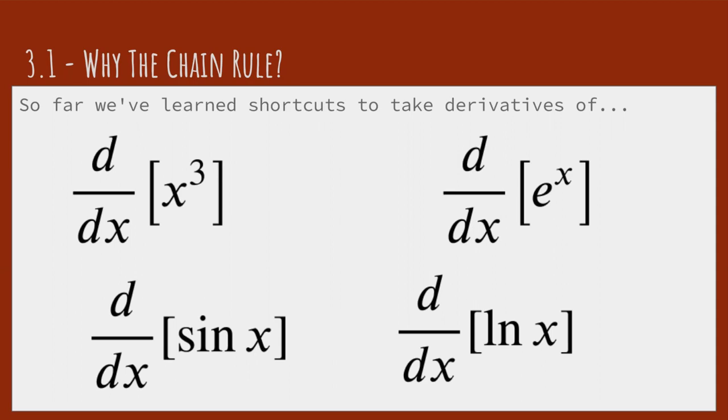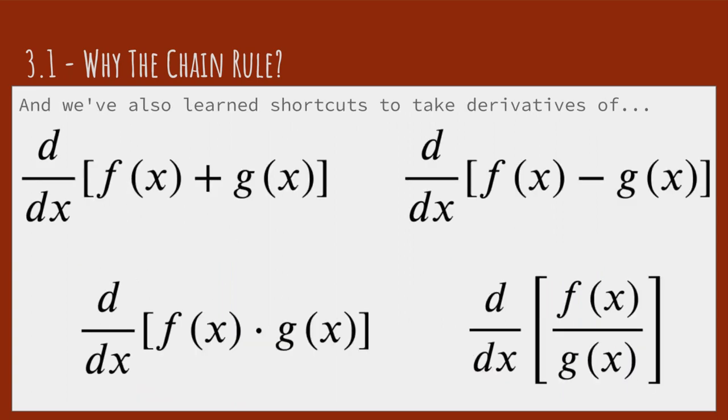So we looked at categories of functions like polynomials and exponential functions and trig functions and logarithmic functions, and we came up with shortcuts so we didn't have to use that limit definition for these categories of functions. Then we talked about how we could combine those functions by taking derivatives of sums and differences, products and quotients. So using these, we were able to take derivatives of more complicated functions.